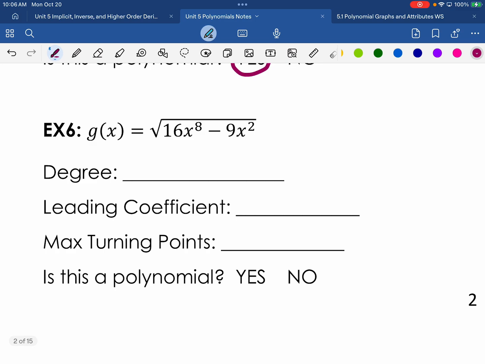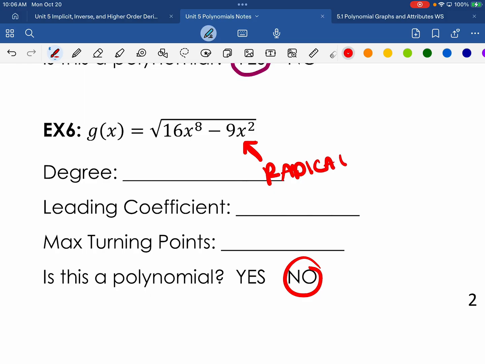Look at number 6. Is that one a polynomial? No, it is not, because you have this radical with x inside it. So this would actually be a radical function, not a polynomial.